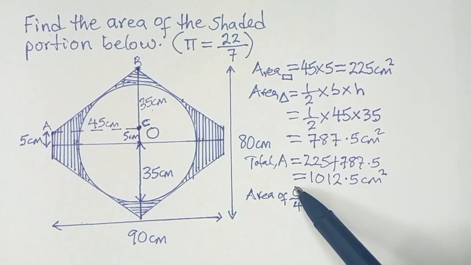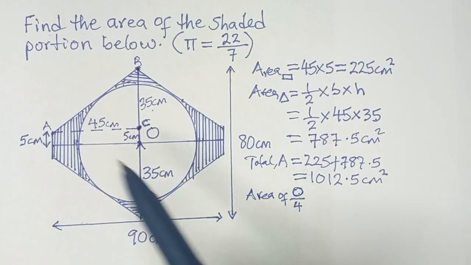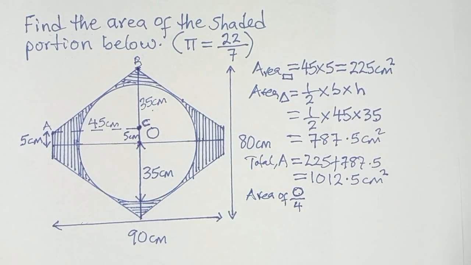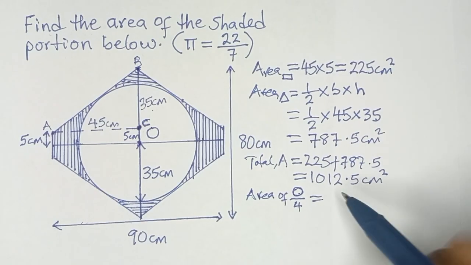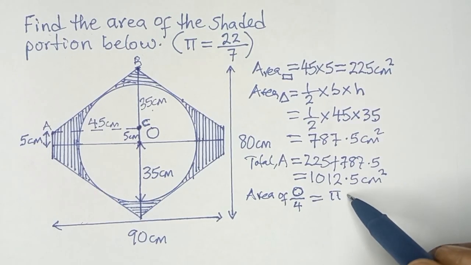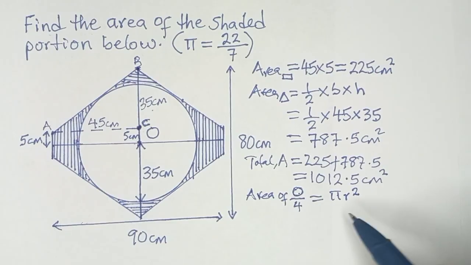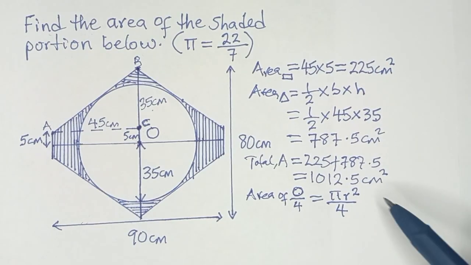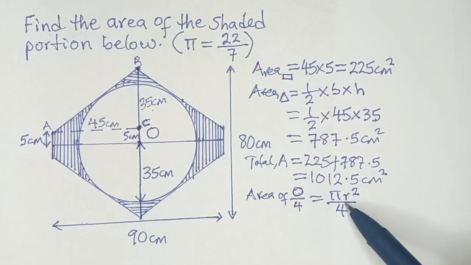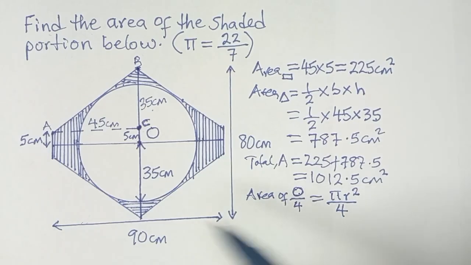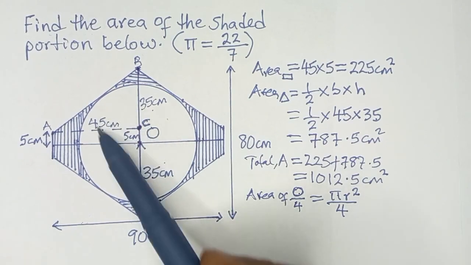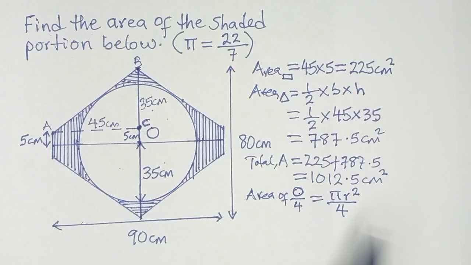I'm using this circle now. This is not 0, but circle over 4. So we know that when we divide a circle into 4, it gives us a quarter circle like this. So the area of that quarter circle is going to be, the area of a circle is pi r square, all divided by 4. Area of a circle is pi r square and then divide by 4, because this is like dividing the circle into 4 equal parts. So I'm taking only one part. So that's why I'm dividing it by 4.